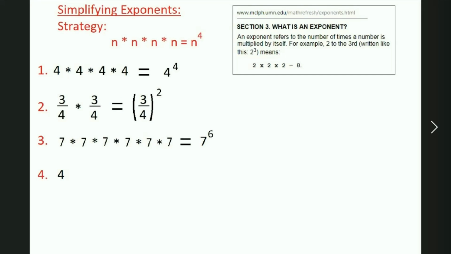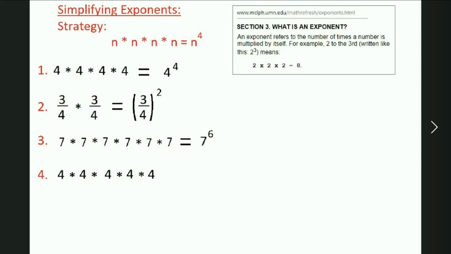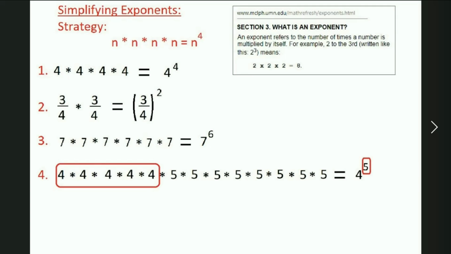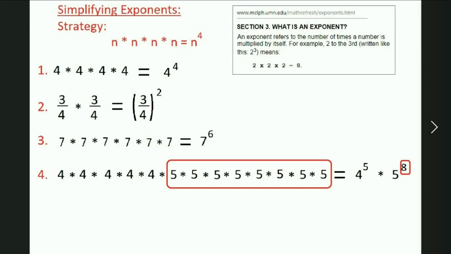Number 4, starting with 4 times 4 times 4 times 4 times 4. That's 5 fours, so we're starting with 4 to the 5th power. Now we have a different number. Times 5 times 5 times 5, 5, 5, 5, and 5. Now, if you counted all those up, what you should see is 8 fives. So, again, that's 4 to the 5th power times 5 to the 8th power. So, again, all we're doing is combining our bases together so we can show what they look like in exponential form. Now, these problems so far have listed everything nice and neatly.